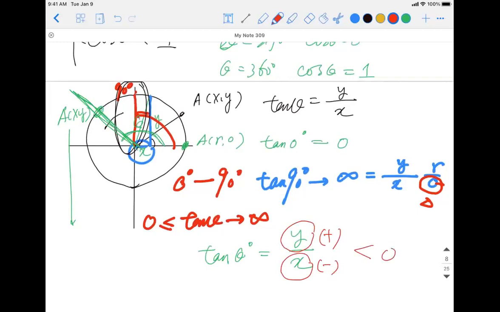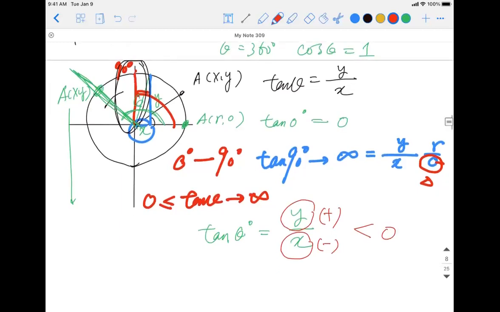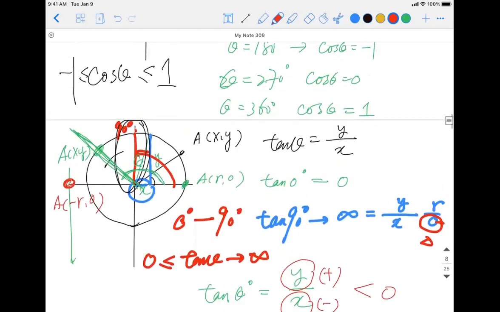So that being said, as long as you pass 90 degrees, tangent theta will become negative. Is that right? All the way whenever you come to here, this is going to be your minus r, zero. Your tangent 180 degrees will become what? Zero as well.